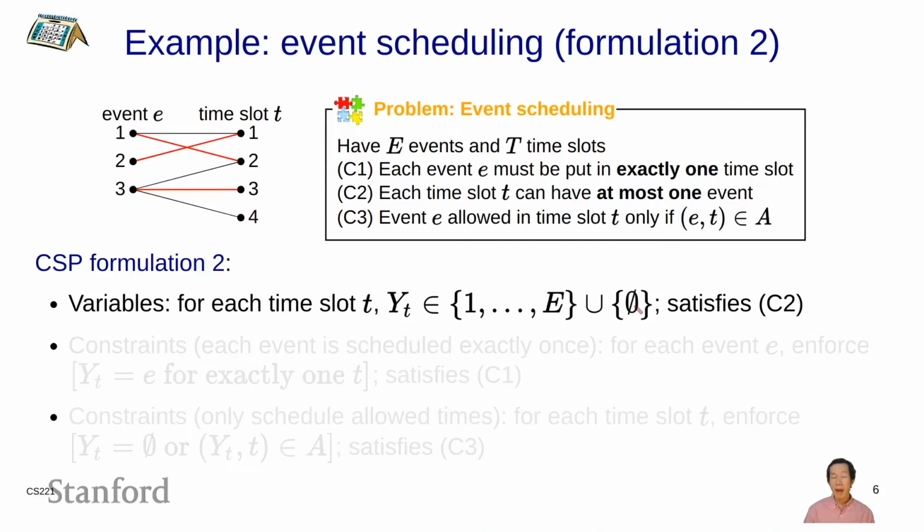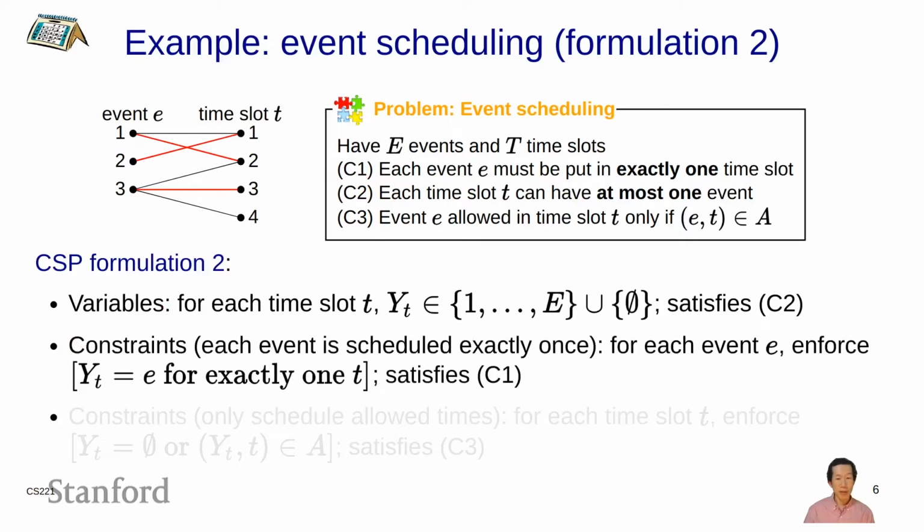So notice here right off the bat, I've satisfied condition 2, because remember, every variable gets assigned exactly one value, which is either going to be an event or no event. So you can't possibly assign 2 events to a time slot. Now we have to deal with condition 1. So how do we deal with it?